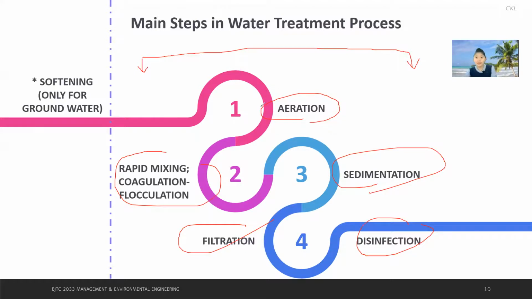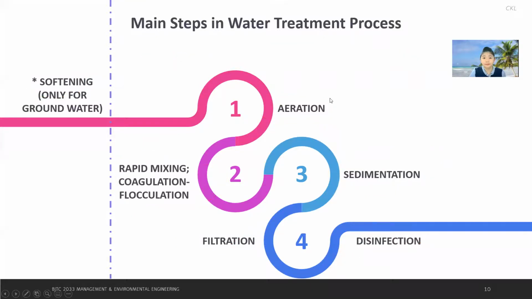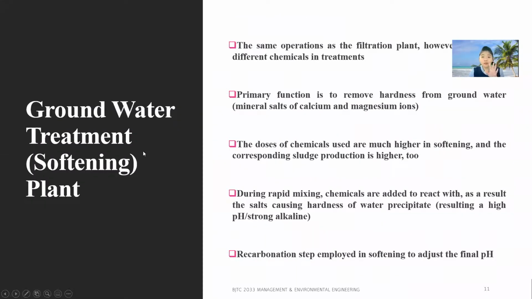Okay, but for softening, for treating groundwater, there is only one difference, that is softening. We need to add some chemical to make the water become soft, from hard water to soft, then we carry on with the same process. Okay, so first, we will look into groundwater treatment.